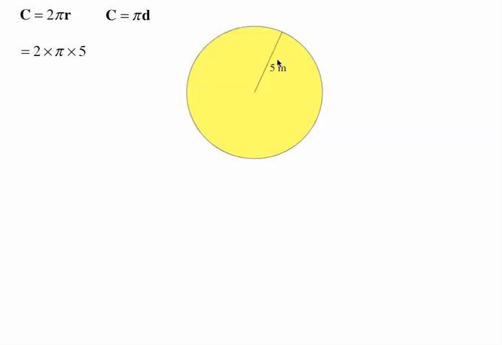Now, in this case, I have the radius, so it's 2 times pi times the radius, which is 5, which is 10 times pi, right? Now pi is 3.14, so that's going to be 31.415, and it goes on forever. But I'm going to round it after, I don't know, 4 or 5 decimal places.